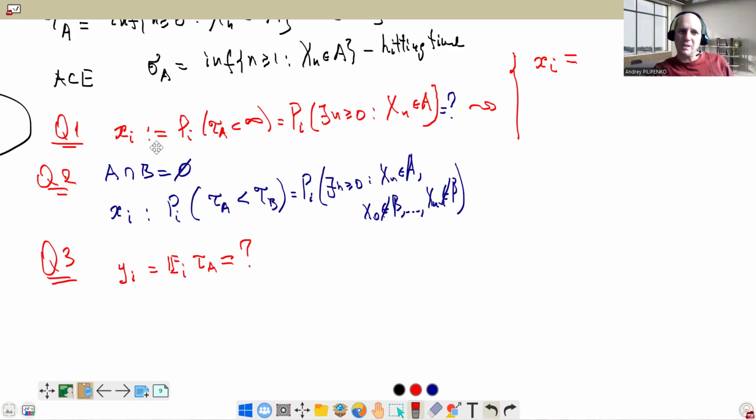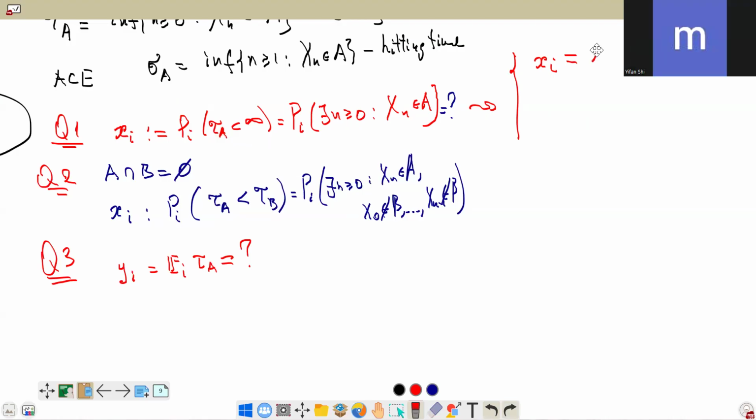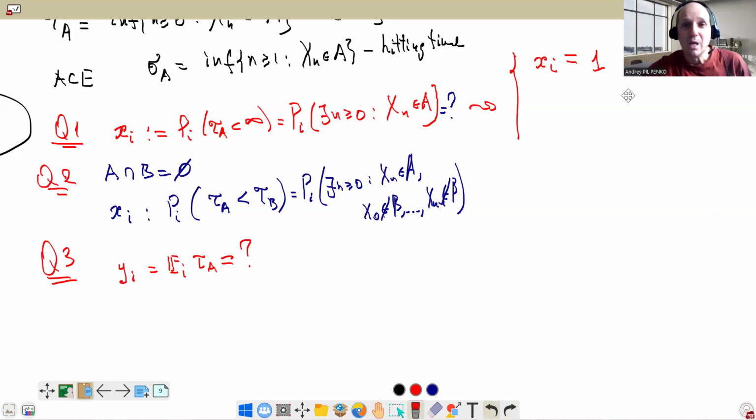So the question is, we want to investigate this problem and assume that you start from A. What is xi, the probability that tau A is finite, the probability that you will enter A? It is just 1. Yes, excellent. And if i is not in A, then the idea is the same as before.